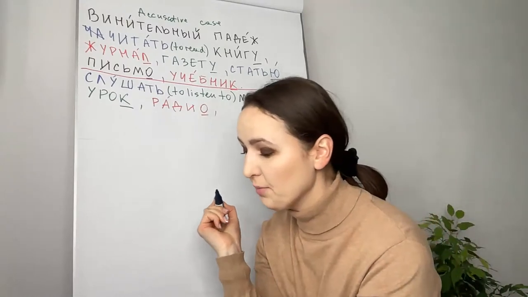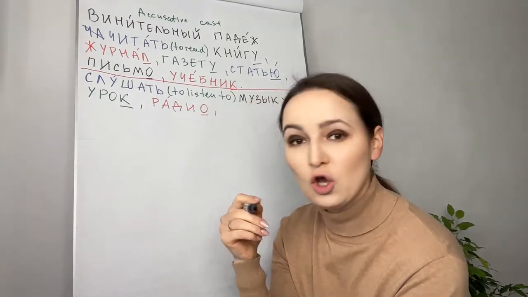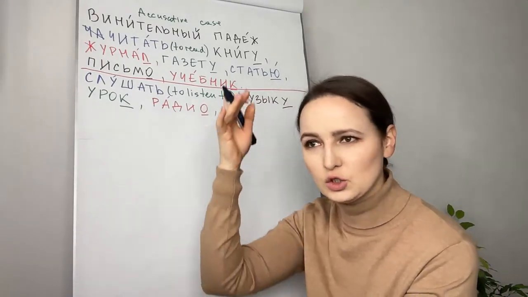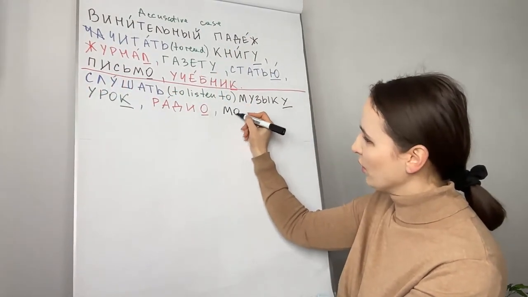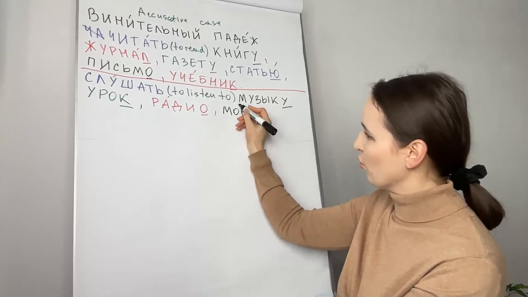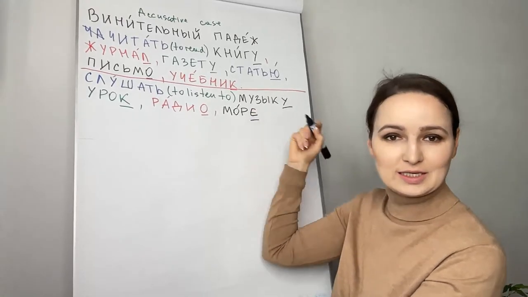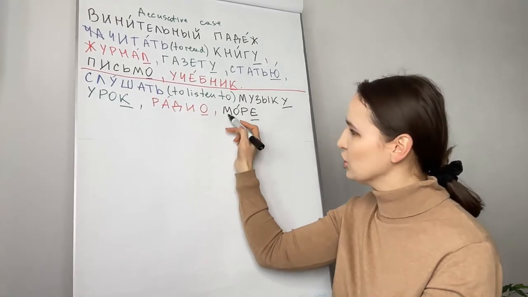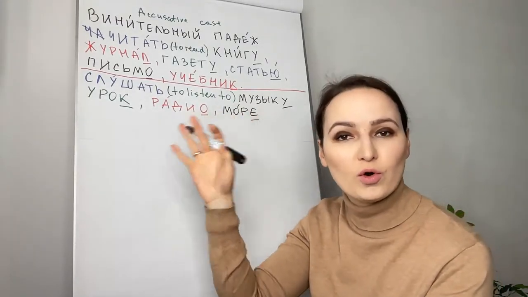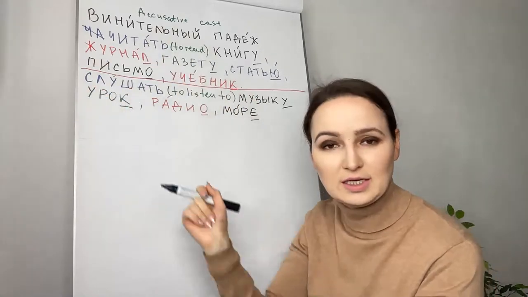Дальше продолжаем. Слушать море, to listen to the sea. Море. Е ending is another ending for neuter nouns. So nothing will change here. Слушать море, to listen to the sea.